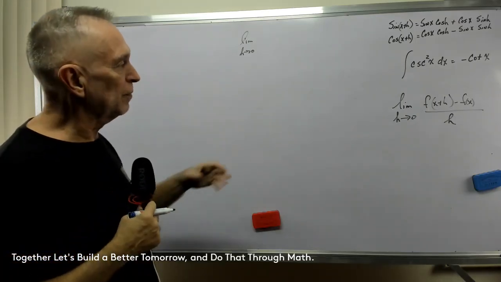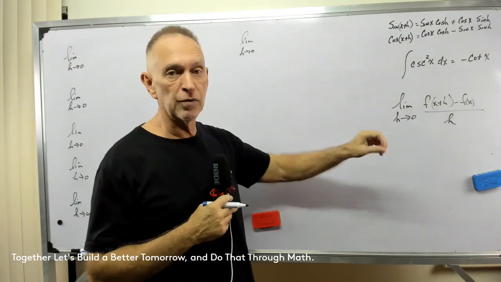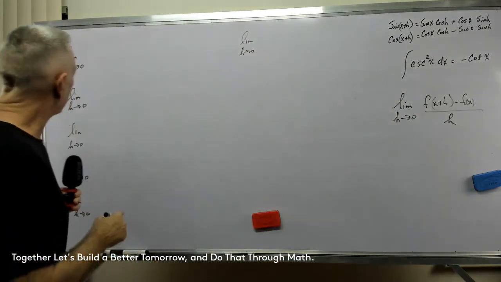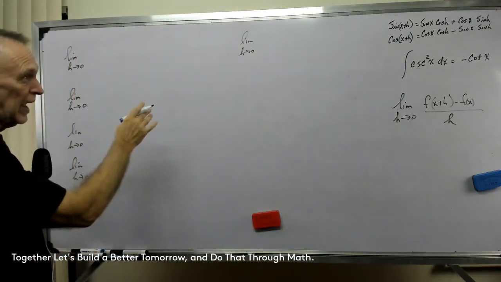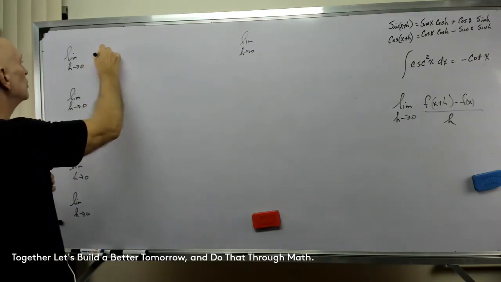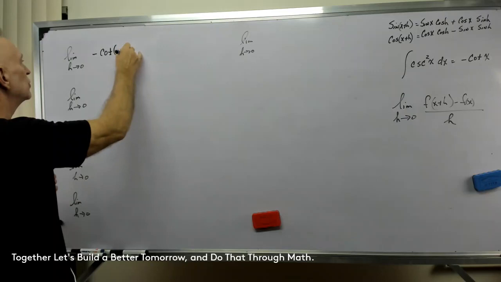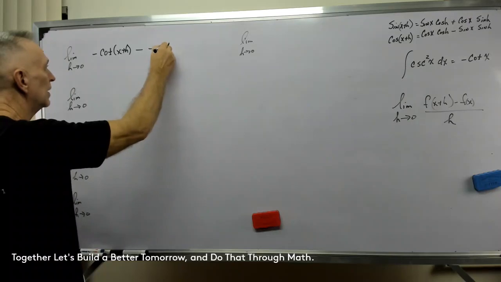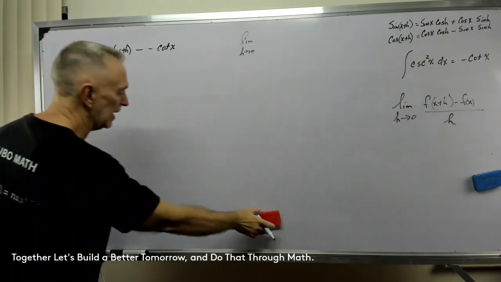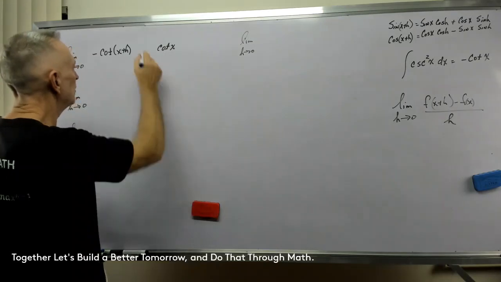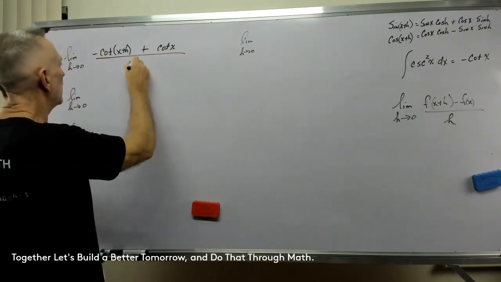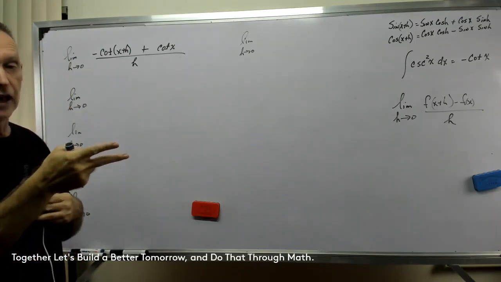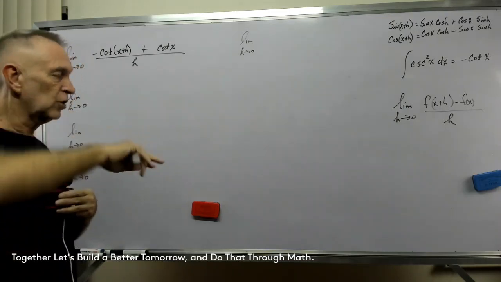Okay, we're going to use the limit formula. The limit as h approaches 0 of f of x plus h minus f of x, all over h. So let's get after it. We would have minus cotangent x plus h minus the minus cotangent x. Well, since it's minus a minus, let's just put that as a positive, all over h.